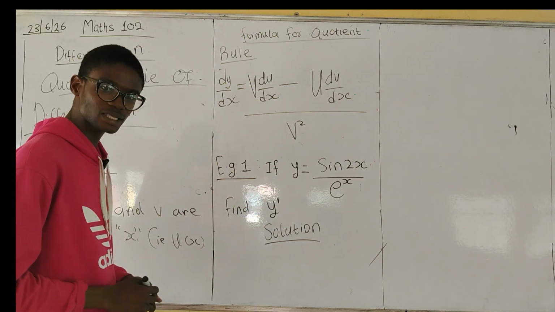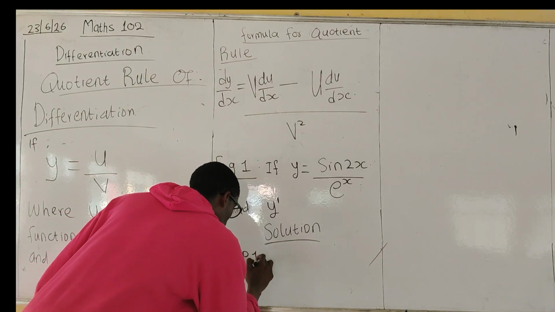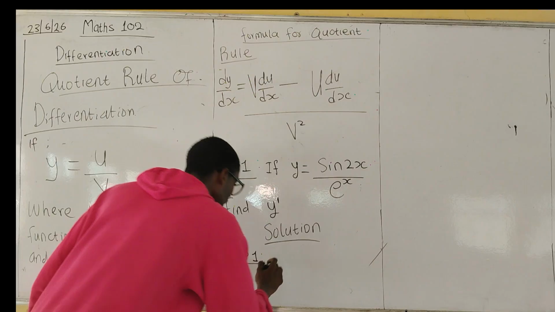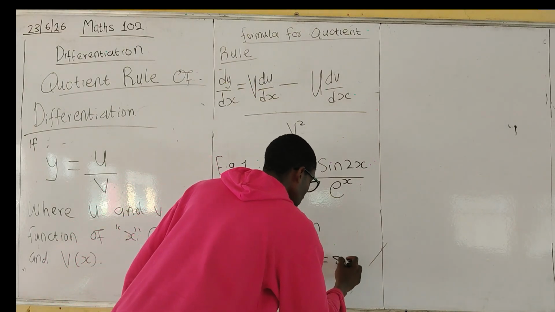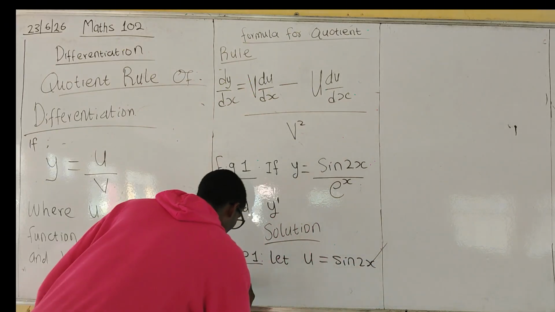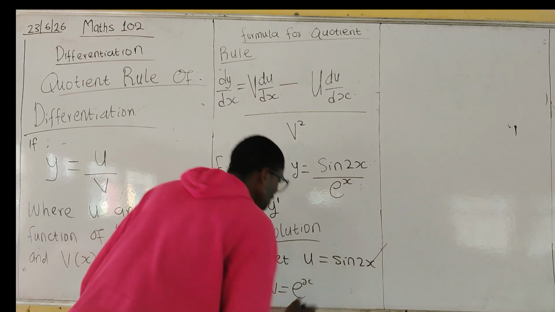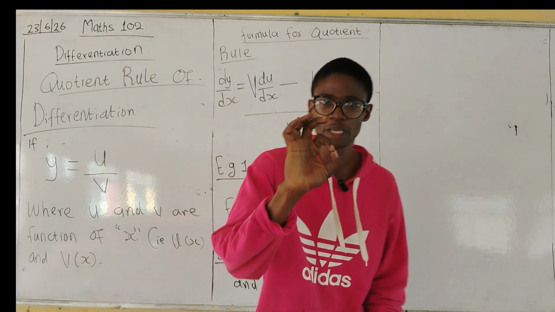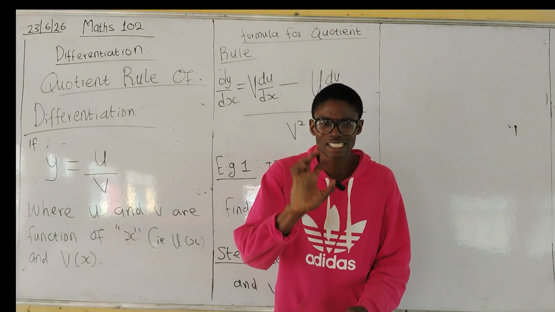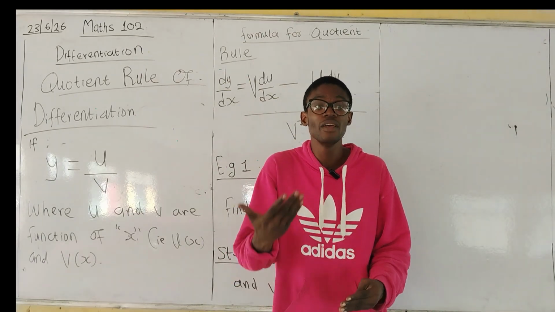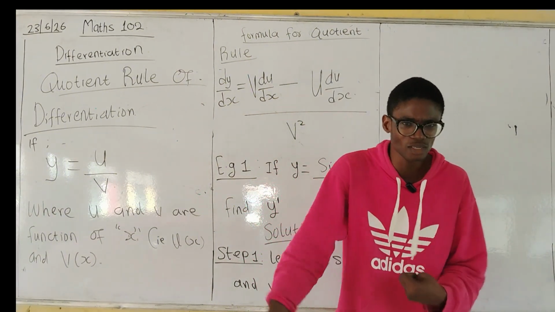For us to work on this, take down the formula. But first, step 1, before you take down the formula: let u equal sin 2x and v equal e to the power x. Now, let me also give you another key point, because my method here is that I'll be giving you secrets to make you not make mistakes. The pitfalls, the things that will make you make mistakes, and you'll be wondering, why am I not getting the answer? Why is it not working?